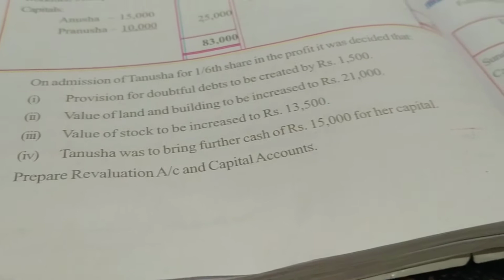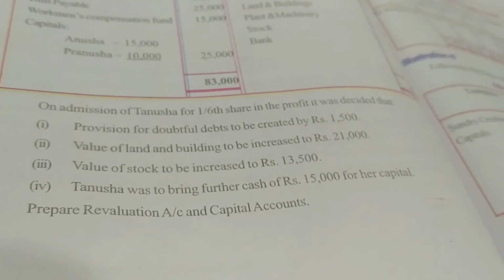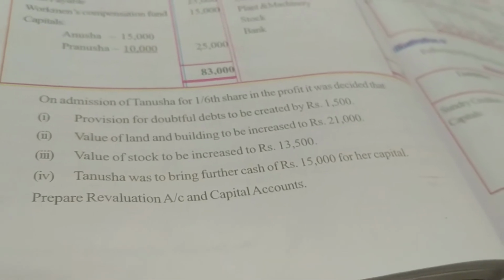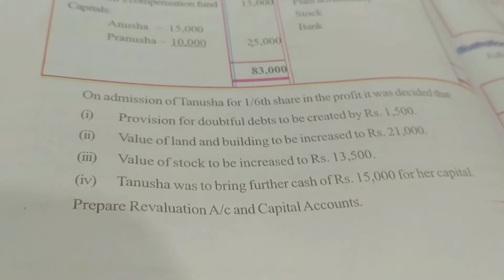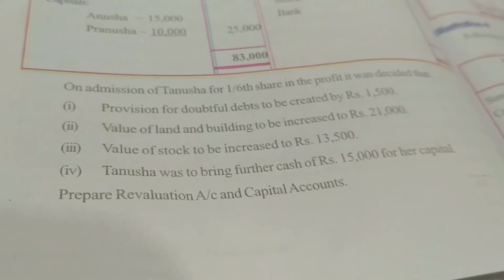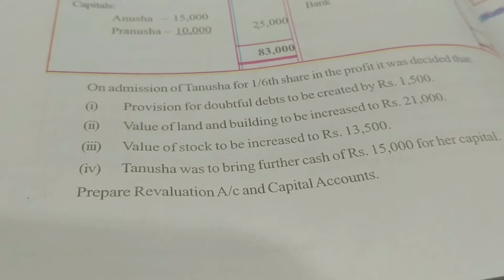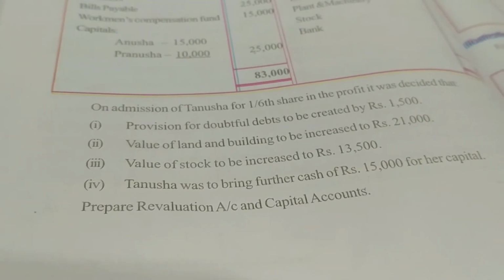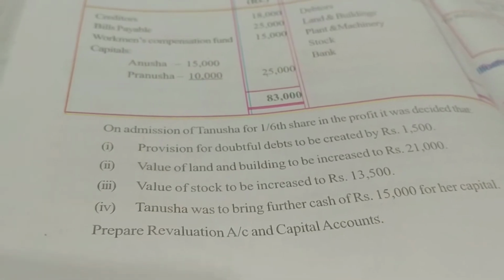When a partner is bringing capital into the organization, how will the entry come? In the partnership organization, the cash or bank is coming, and who is bringing it? Tanusha is the giver, so we will credit Tanusha's account in the journal entry. And you have learnt whatever additional capital is coming into the organization will be written on the credit side of the partners' capital account.